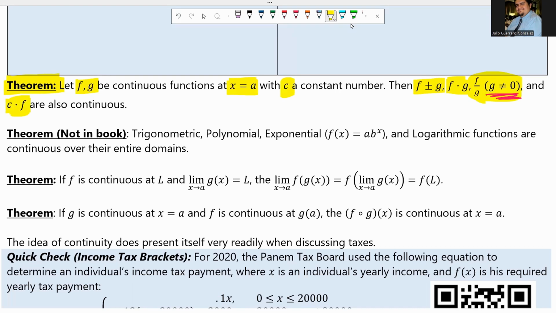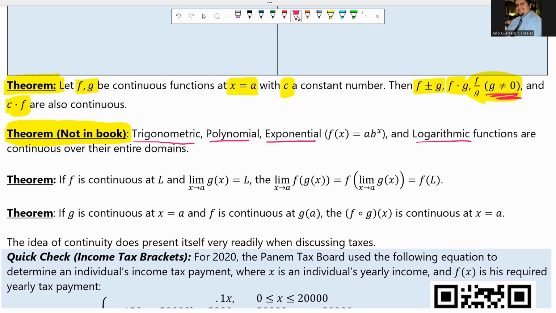This is a theorem. I think I need to add this in because it's not in your textbooks. And it's a very important statement to say, especially right now since we're doing calculus in an accelerated sense. Without proof, you can take this as a fact at this point. All of these types of functions are continuous over their entire domain.